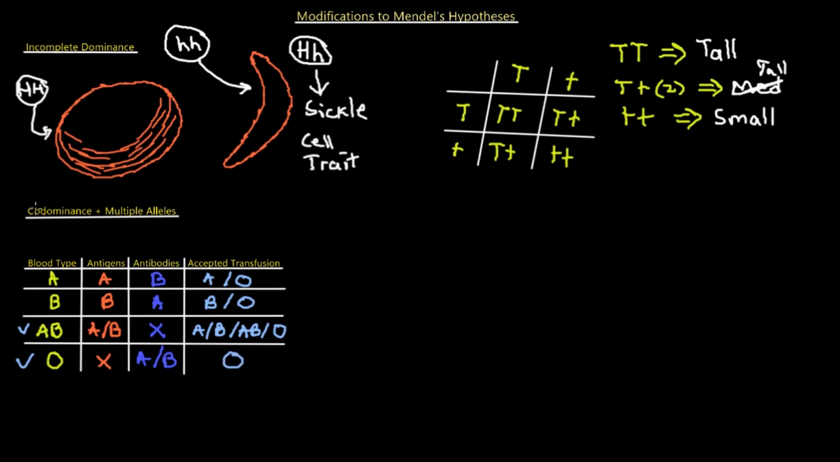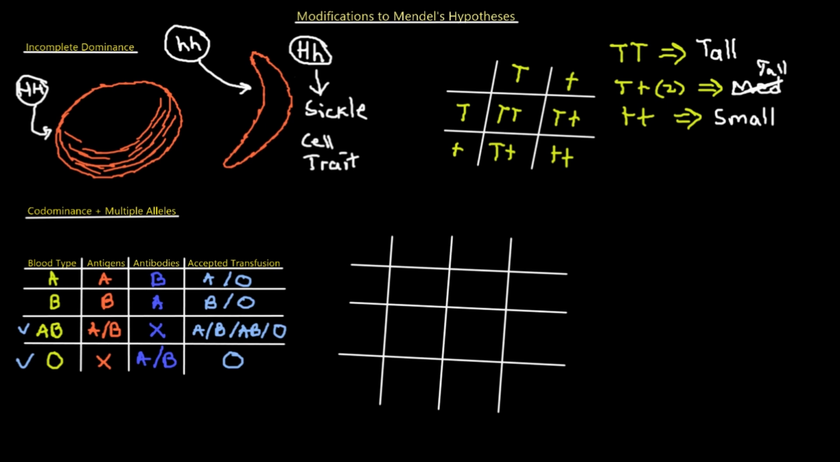Now, how does this all relate to Mendel's modifications of codominance and multiple alleles? Well, the blood types are all coded by one gene, and this one gene is I.